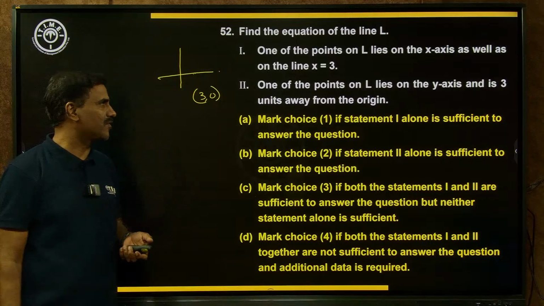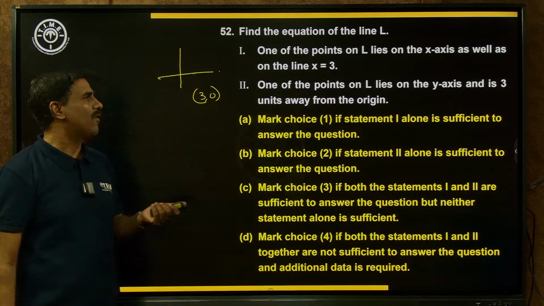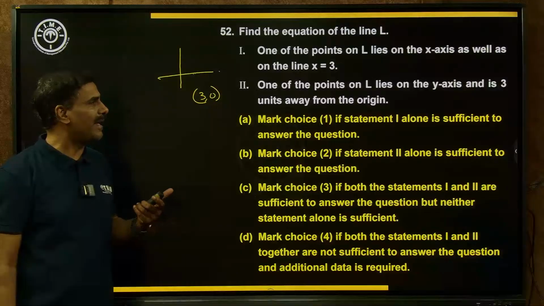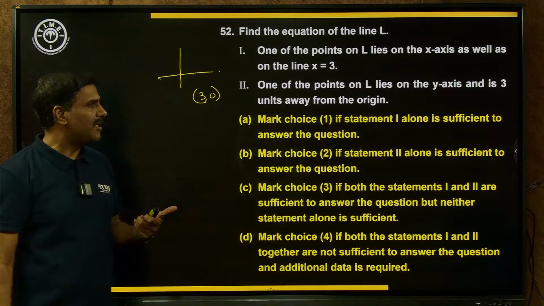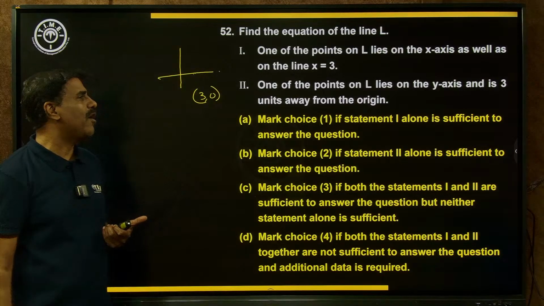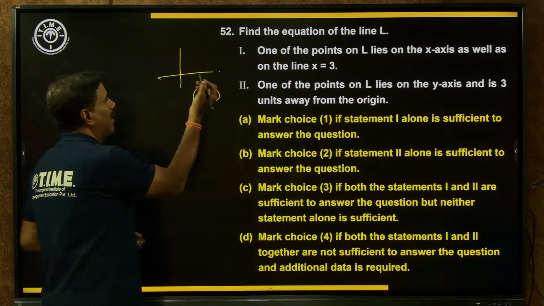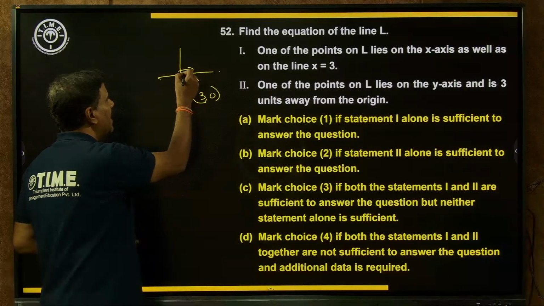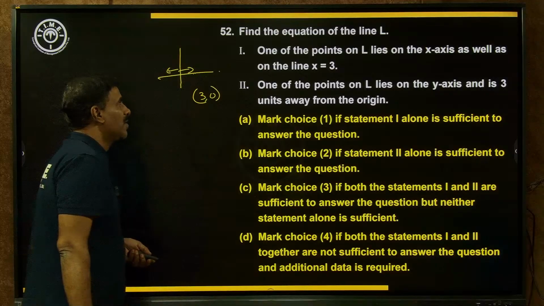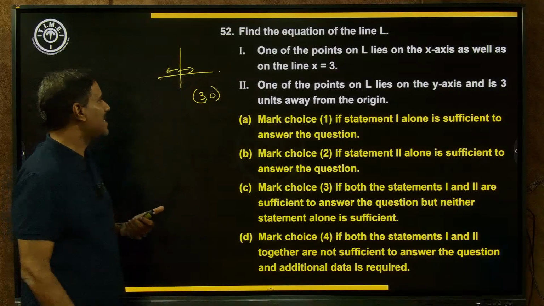So first statement not sufficient. And the second statement: one of the points on L lies on the y-axis and is 3 units away from the origin. So that means what we understand, 3 units away from the origin means if it is on the y-axis, we are talking either this side it may be possible or this side. So that means what we can say, if it is on the y-axis, x is 0.